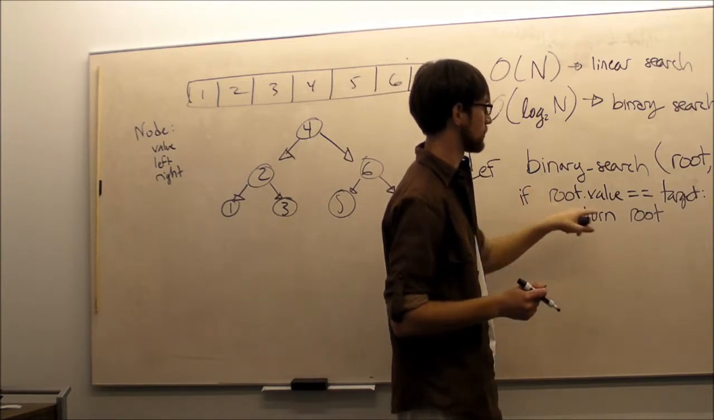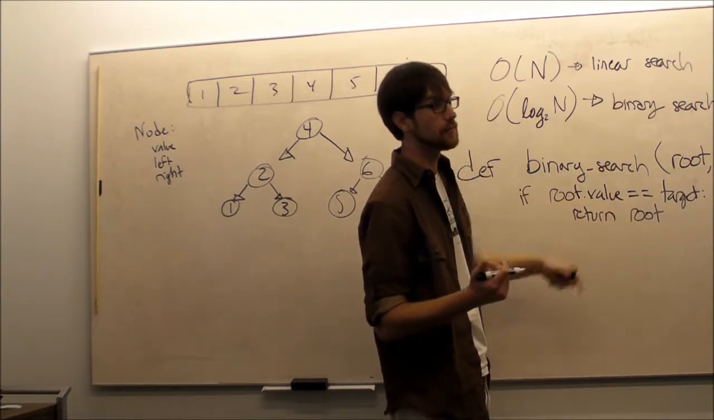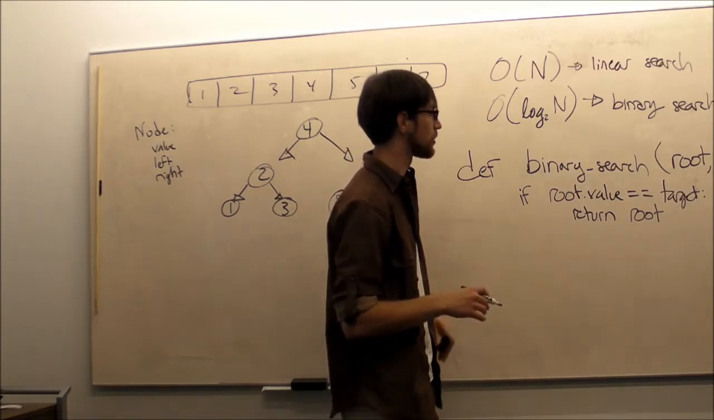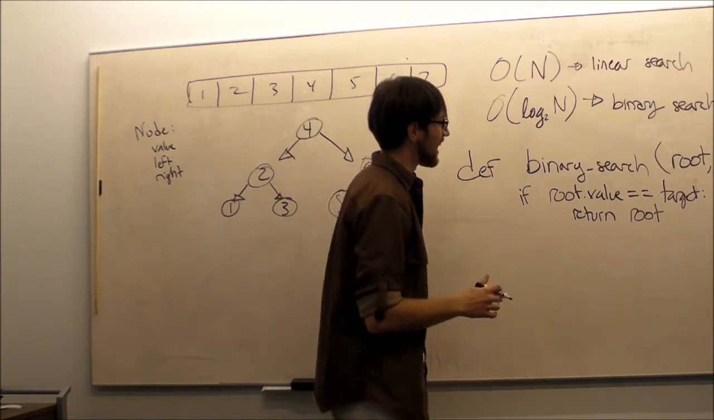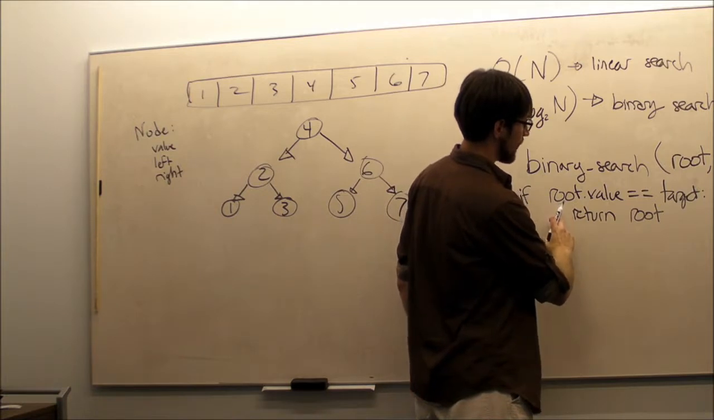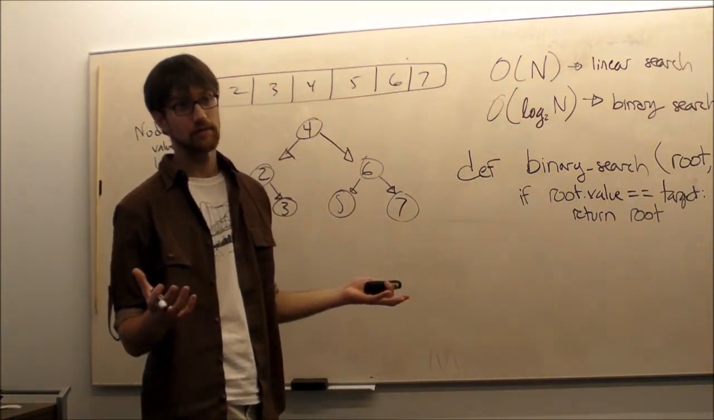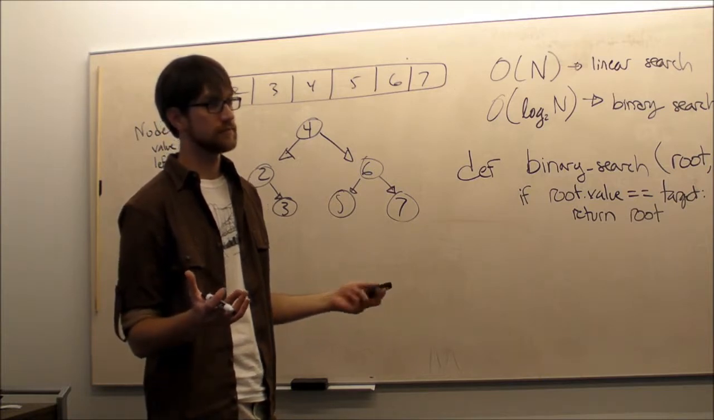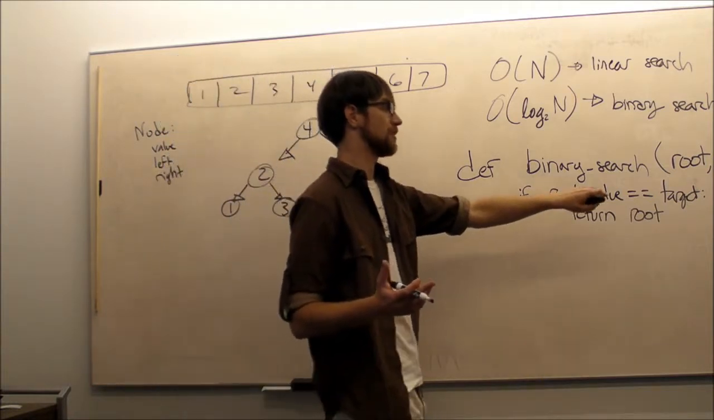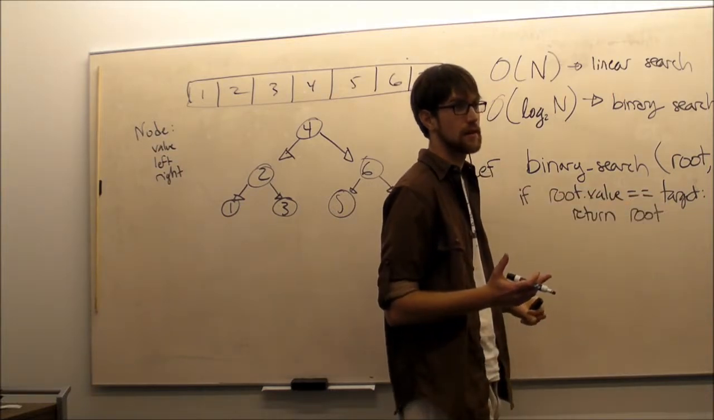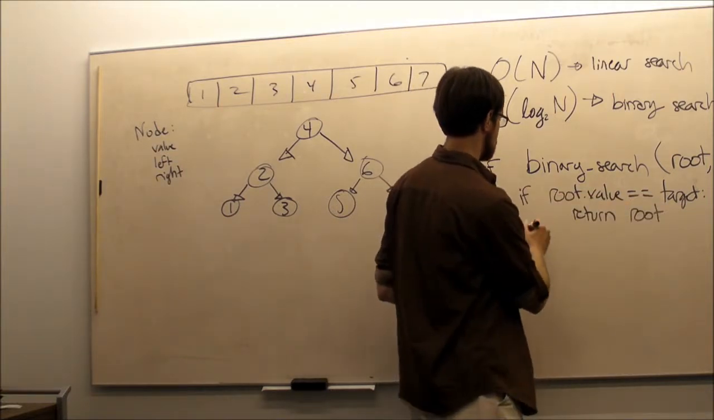And so in this case, we're going to return the node we're looking at when we get to that case. And so, what happens if we don't find the value we're looking for? So the value of the node we're looking at is not the target. So it's bigger than the target. Yep.